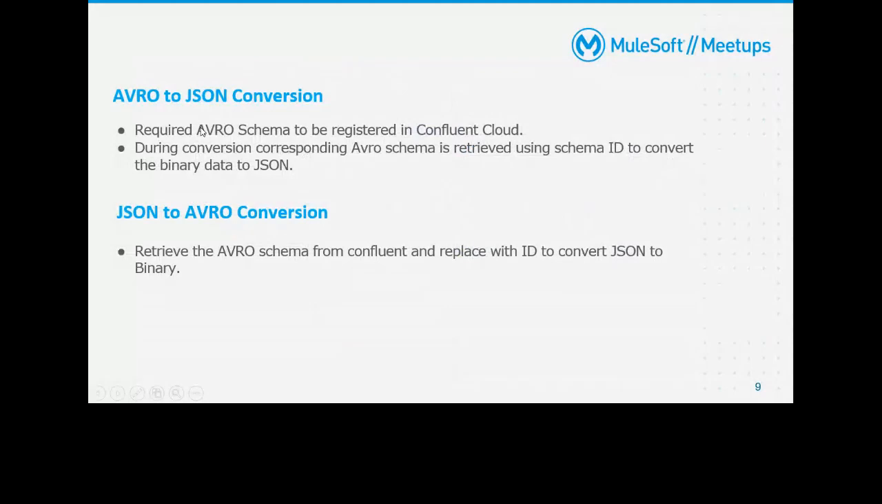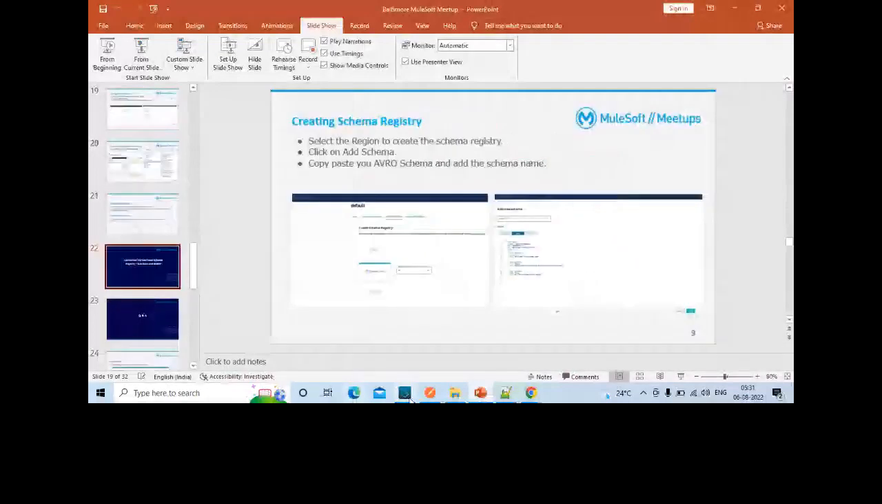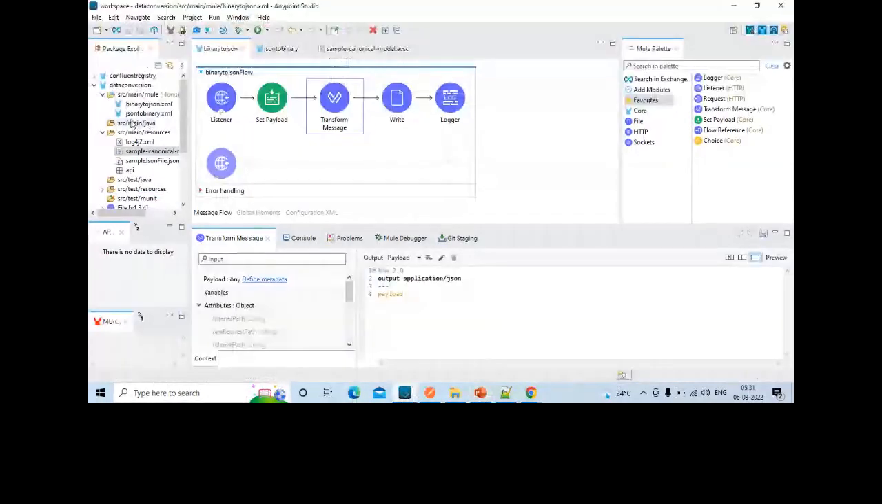Okay, so in Avro to JSON conversion, here we are not using any embedded data or anything. It will just be a binary to JSON conversion and JSON to binary conversion. To do that, we will be using the schema ID that we just saw. Using this schema ID, we can easily convert from one format to other. Let's see a demo on how this can be achieved.